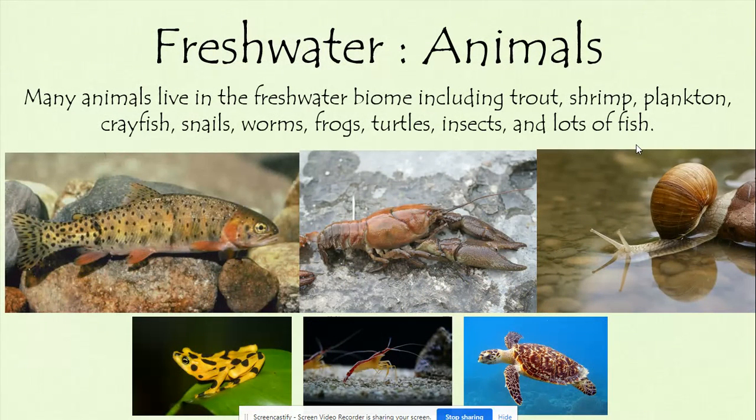Many animals live in the freshwater biome, including trout. We have trout around here. Shrimp, plankton, crayfish, snails, worms, frogs, turtles, insects, and lots of fish.